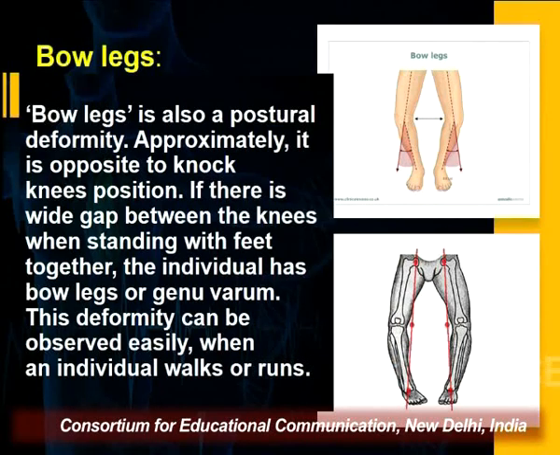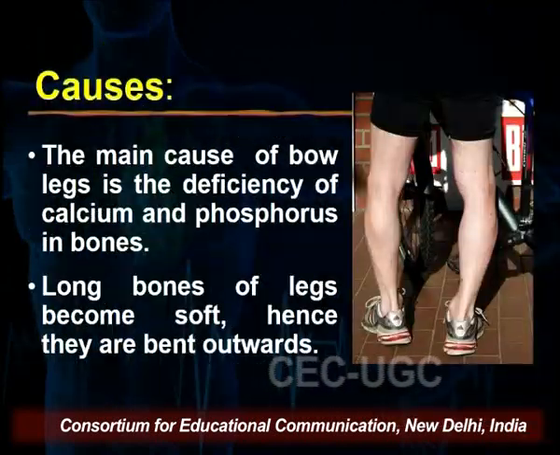Now let's start the opposite of knock knees, which is bow leg. Bow legs is also a postural deformity. Approximately it is opposite to the knock knees position. If there is a wide gap between the knees when standing with feet together, the individual has bow legs or genu varum. This deformity can be observed easily when an individual walks or runs.